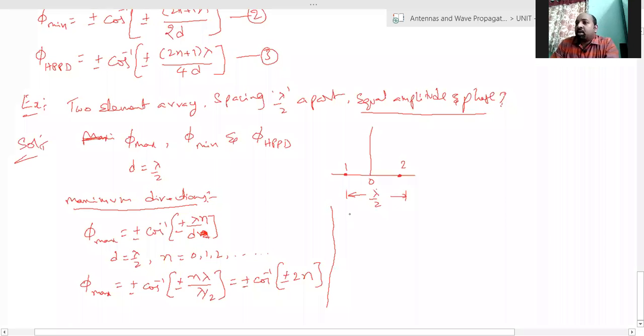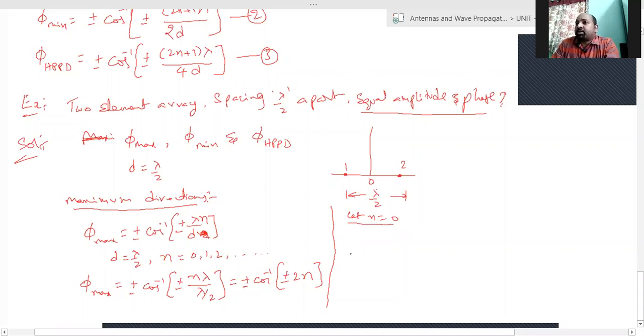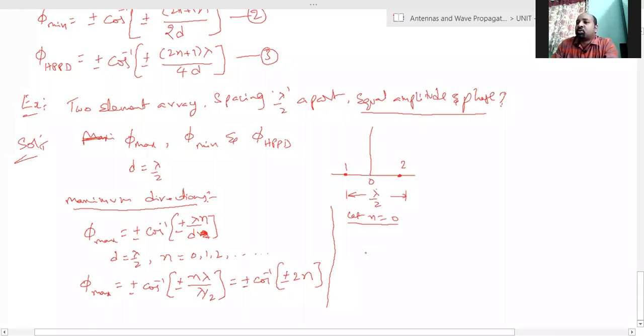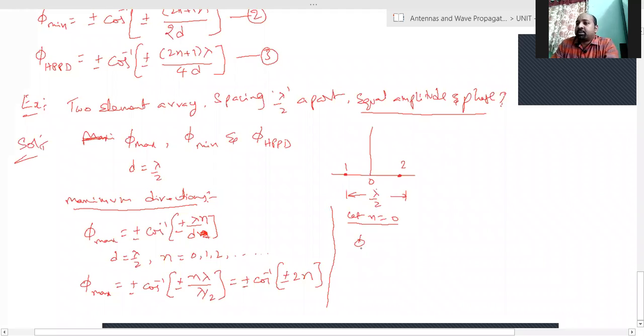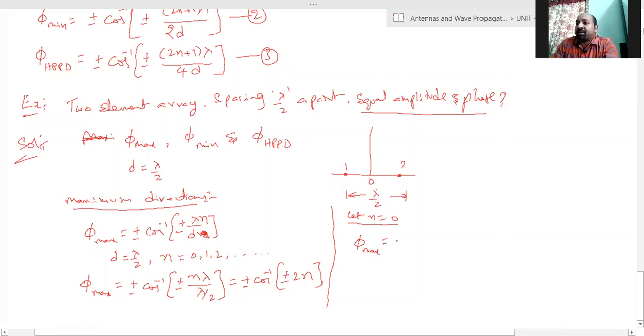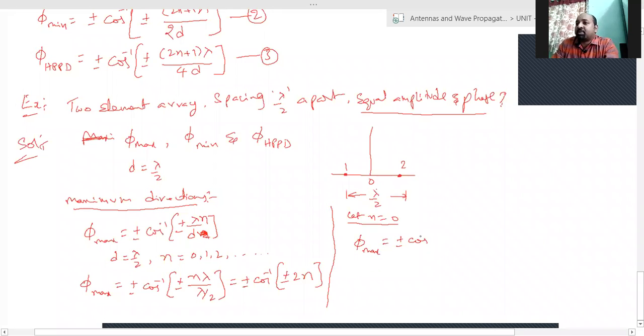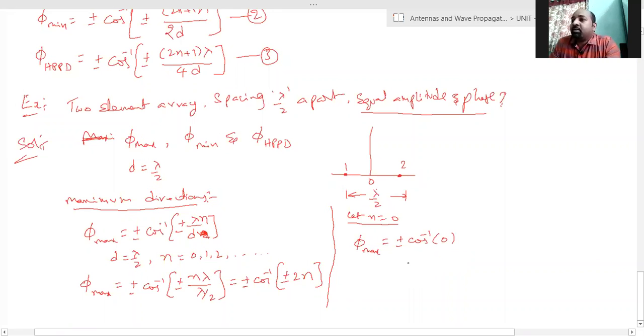Now let n is equal to 0. So if n is equal to 0, what will we get? Phi max is equal to plus or minus cos inverse 0, right? We are substituting small n is equal to 0. So therefore cos inverse 0.